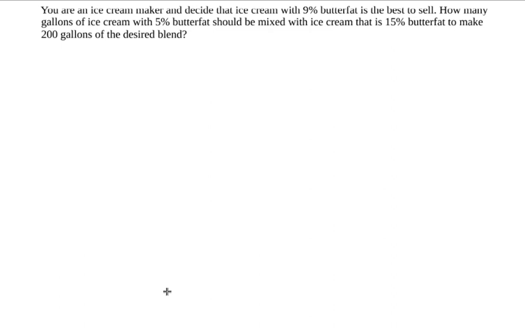In this example, you're an ice cream maker and decide that ice cream with 9% butterfat is the best to sell. How many gallons of ice cream with 5% butterfat should be mixed with ice cream that has 15% butterfat to make 200 gallons of the desired blend? Alright, so this is another mixture problem because we're actually mixing two things together.